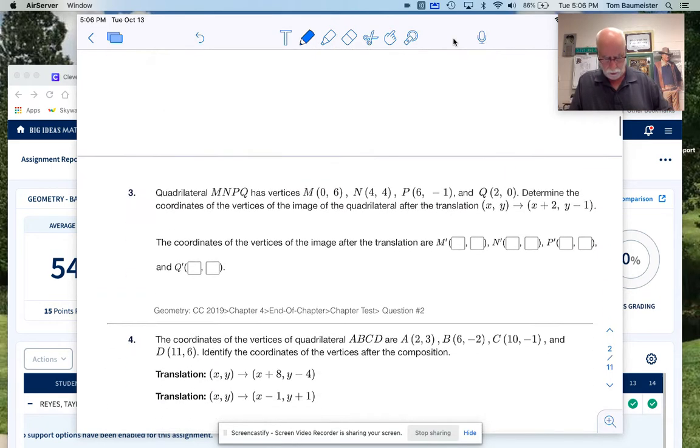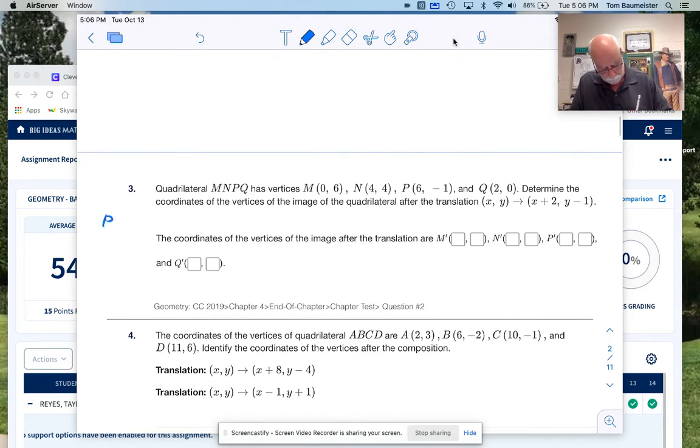All right, let's see. Quadrilateral MNPQ has vertices M (0, 6), N (4), P (6, -1), and Q (2, 0). Determine the coordinates of the vertices of the image of the quadrilateral after the translation (x, y) maps to (x + 2, y - 1). So on this one, every single one of them, you're going to do the same thing. You're going to plug in. So plug in.